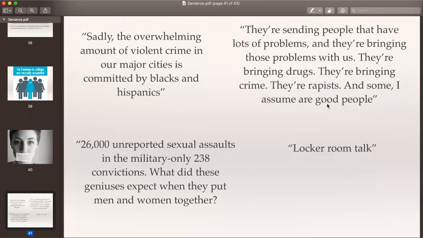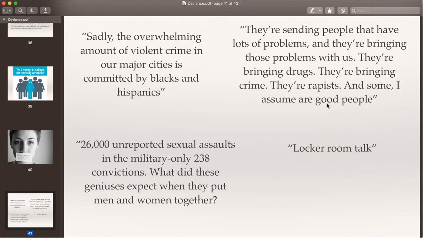How about these words? Sadly, the overwhelming amount of violent crime in our major cities is committed by Blacks and Hispanics. That is false, but that is a narrative that is promoted. They're sending people that have lots of problems. They're bringing those problems. They're bringing drugs, they're bringing crime, they're rapists, and some I assume are good people.